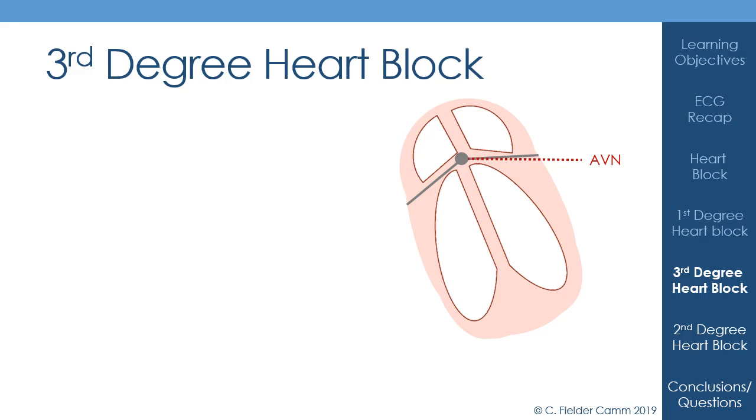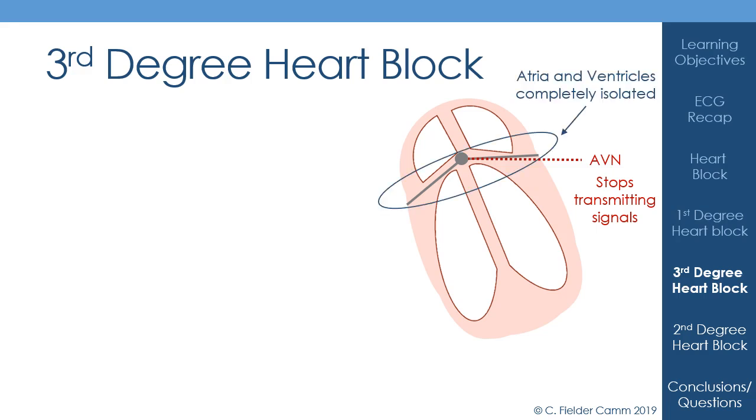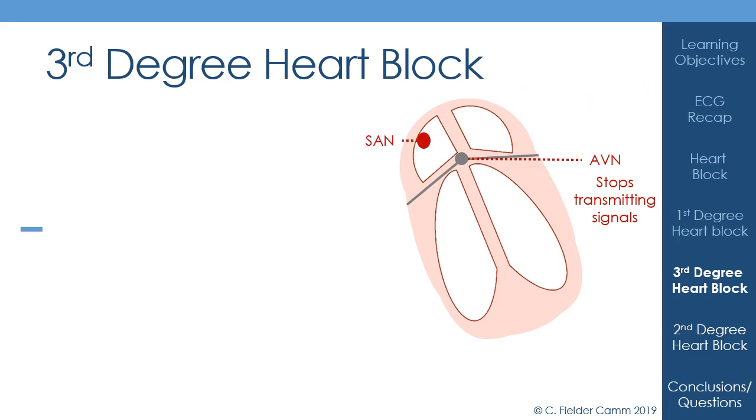This is our drawing of the heart again. And remember we said that the AV node is the only electrical connection between the atria and the ventricles. But in complete heart block, the AV node stops transmitting signals. So now we have atria and ventricles which are completely isolated from one another.